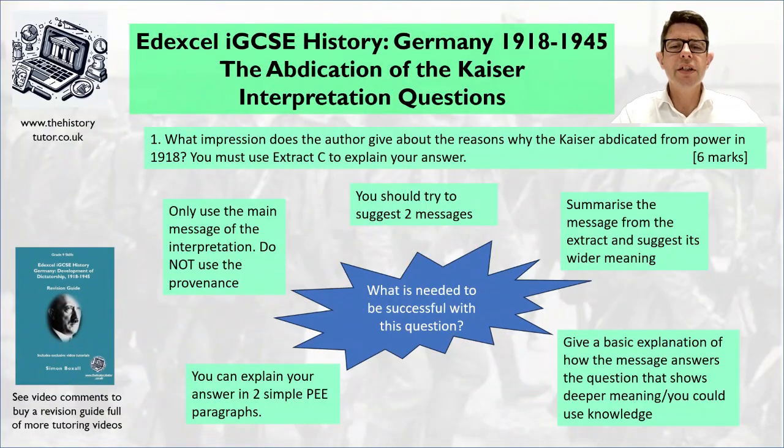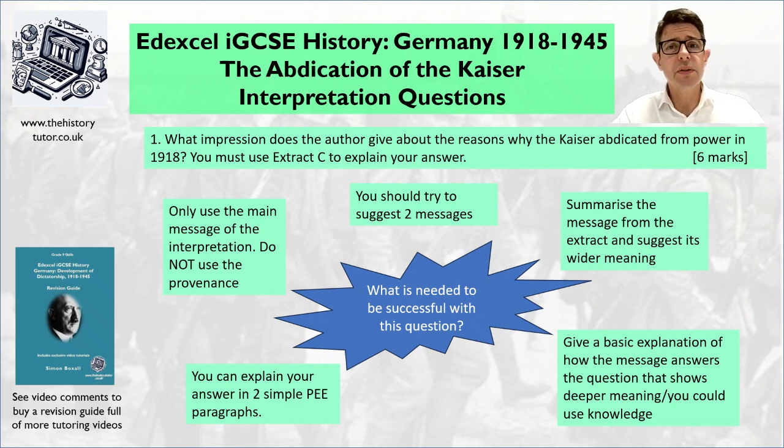So firstly, it says only use the main message of the interpretation, do not use the provenance. So read the main block of the source and try to get ideas from that about why the Kaiser abdicated. We don't need to worry so much about the provenance. You should try and suggest 2 messages from it for 6 marks. So we could have 2 suggested ideas. Summarize the message from the extract and suggest its wider meaning.